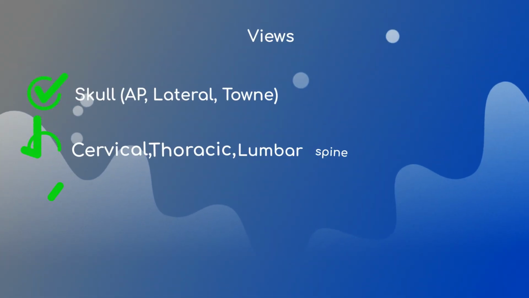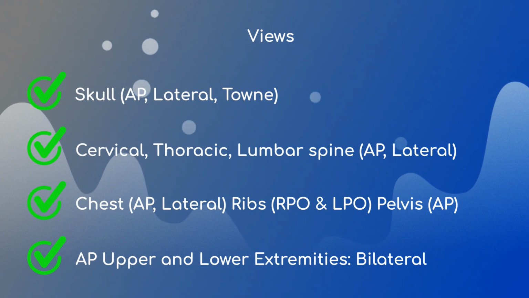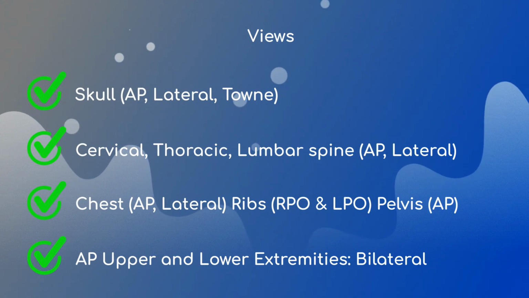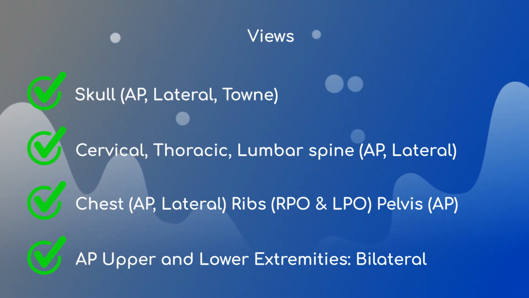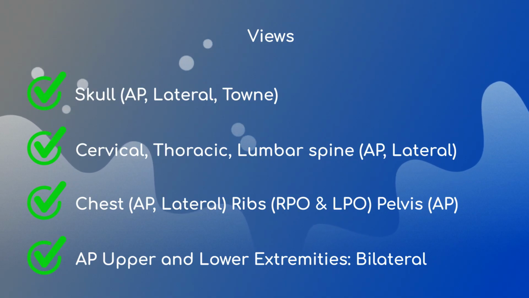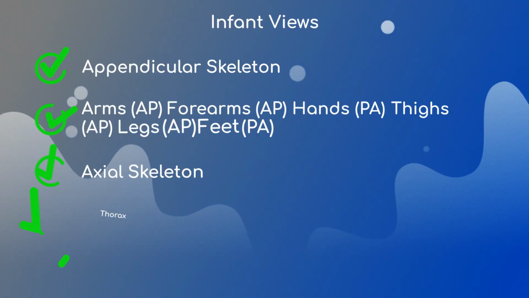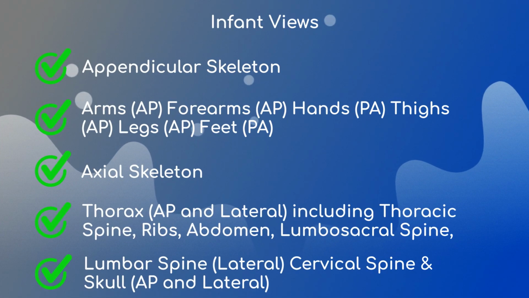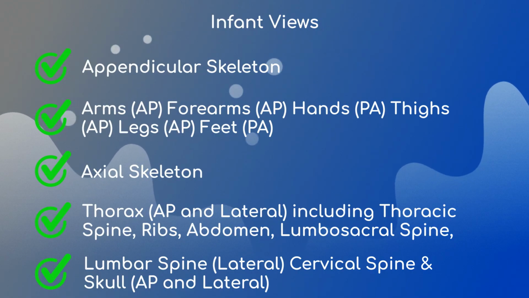Standard views for a complete survey include skull AP, lateral, Towne; cervical, thoracic, and lumbar spine AP and lateral; chest AP and lateral; ribs RPO and LPO; pelvis AP; and AP upper and lower extremities, bilateral: humerus, forearm, hand, femur, tibia, fibula, and feet.